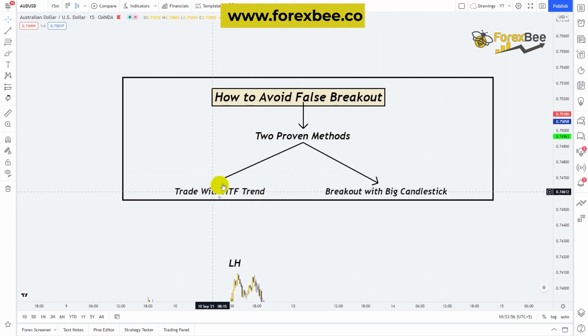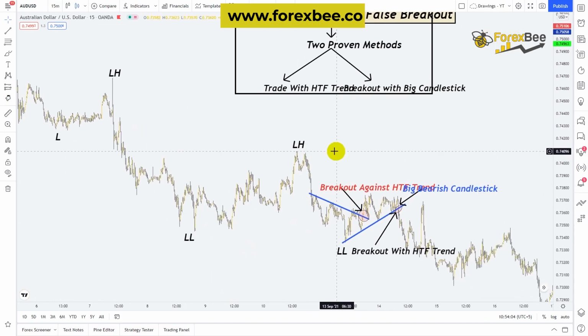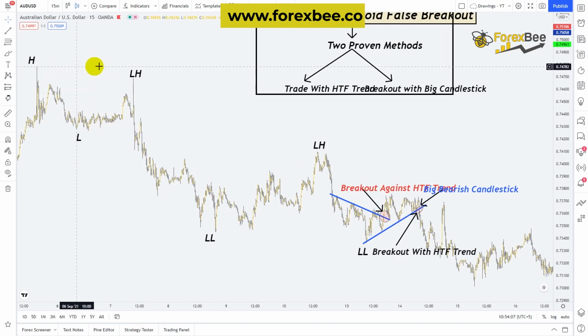So these are two things that you should always keep in mind whenever you are doing your technical analysis, so that you can avoid the false breakout which can lead you to some loss. That's why you should always be prepared to detect false breakouts and to avoid them.